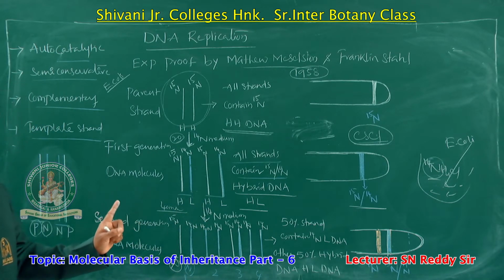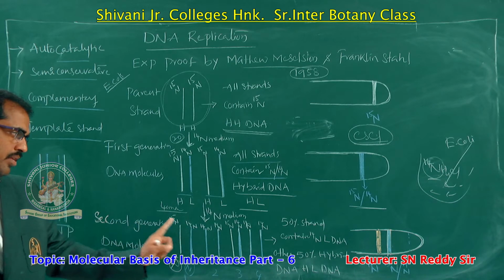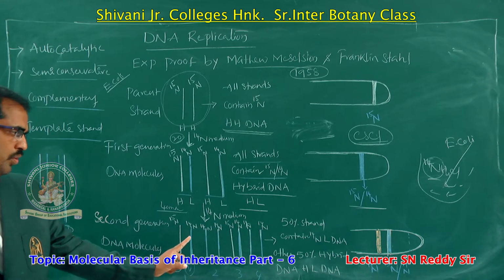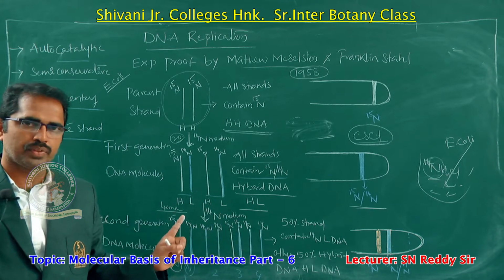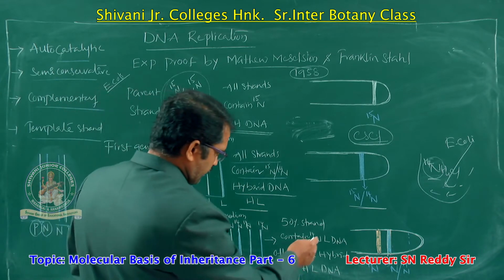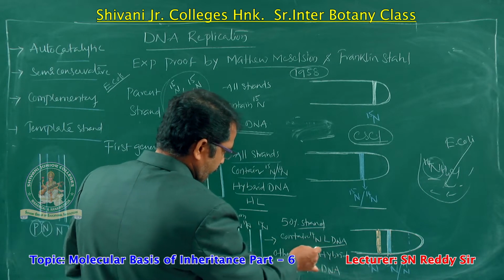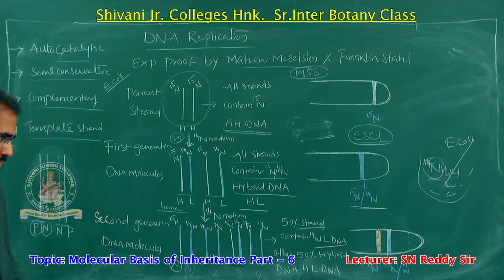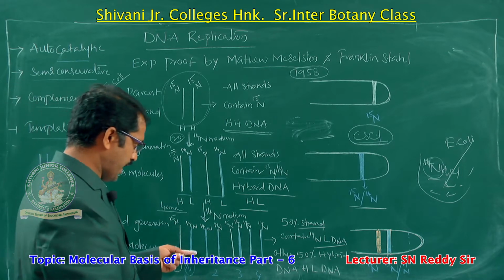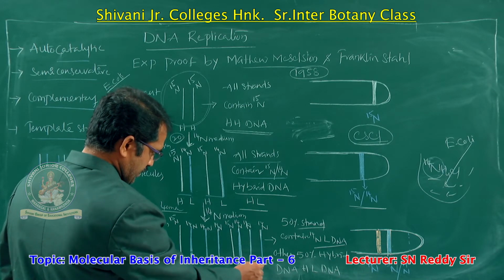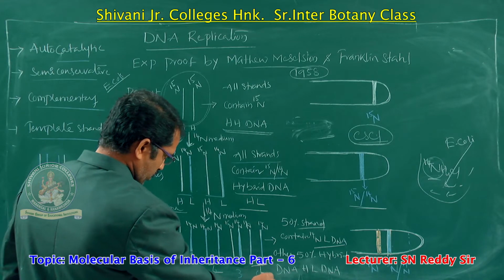One of the strands is the old strand, the other strand is the new strand. The medium, as you observe, is N14. That's why the new strand will always be N14. So that means 50% of the strands contain N14, that means light DNA. 50% of the strands are light DNA. Just you observe clearly, this is the light DNA. So this is also light DNA.